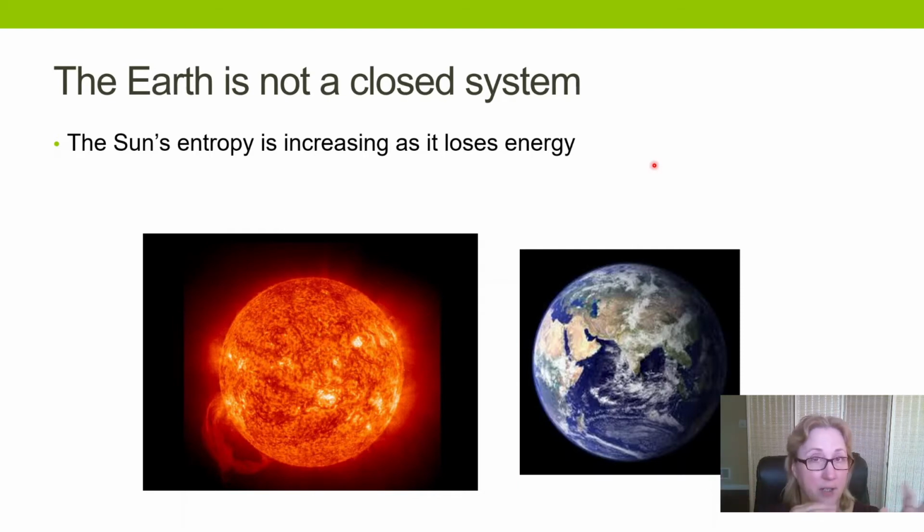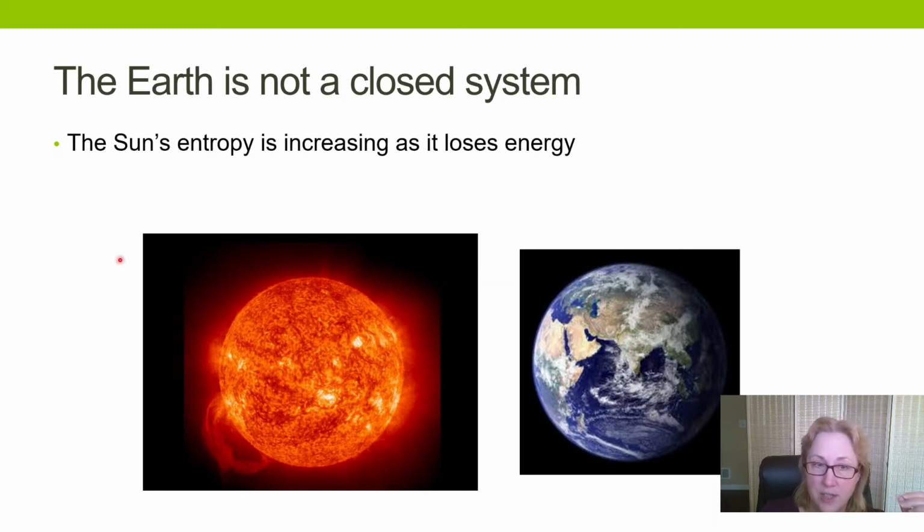Energy and mass are not entering or leaving the system. That's a closed system. So we cannot consider the Earth a closed system because massive amounts of energy are entering the Earth's system every single day from the sun. So if we're going to have a closed system, we have to at least roughly consider the Earth and the sun as that system.